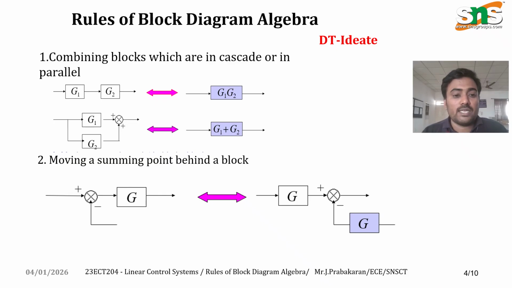And the second rule is moving a summing point behind a block. If we move a summing point behind a block, the signal passing through must be divided by the block transfer function.